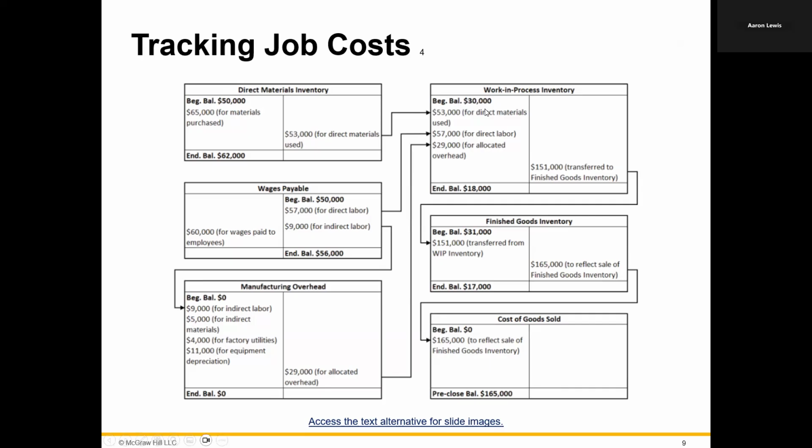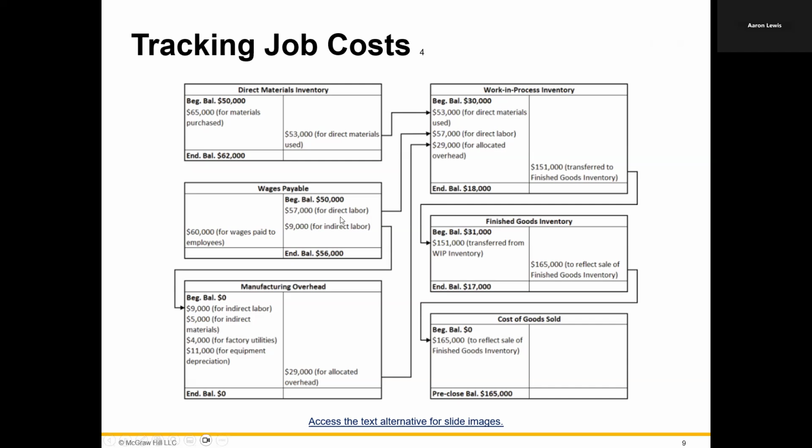And I should mention right here that anything that ends with the word inventory is an asset account, which means it increases on the debit side and it decreases on the credit side. So as we are moving those costs through our various stages of inventory from direct materials to WIP to finished goods, whatever account it's coming out of would have an entry on the credit side of the T, and whatever account it goes into, it would be debited on there. So we move those costs of direct materials into WIP.